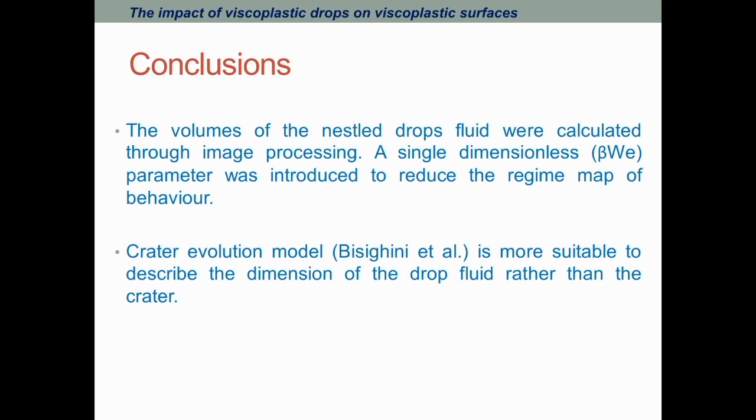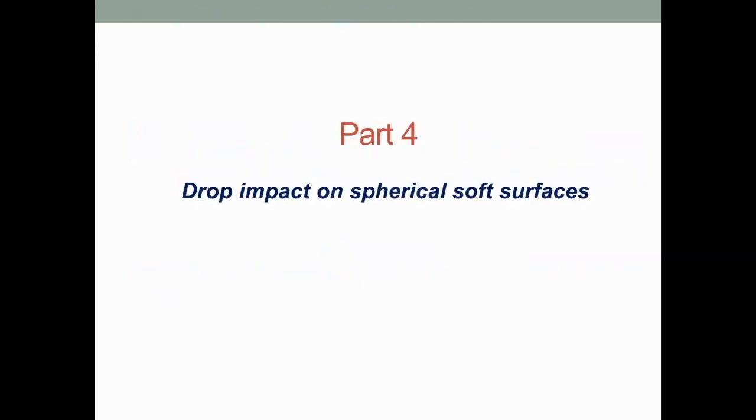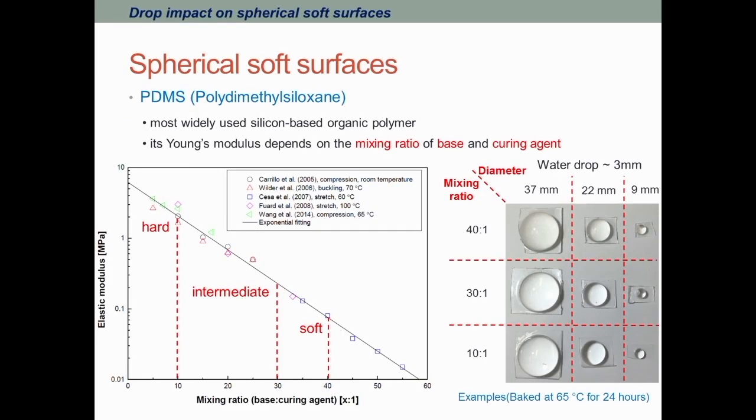Also, the crater model proposed by Biscayne is more suitable to describe the dimension of the drop fluid rather than the real crater. Finally, the drop impact on spherical soft surfaces. I used PDMS to manufacture the spherical soft surfaces. It's a common material used in microfluidics, for example, to manufacture microchannels. And its Young's modulus depends on the mixing ratio of the base and curing agent.